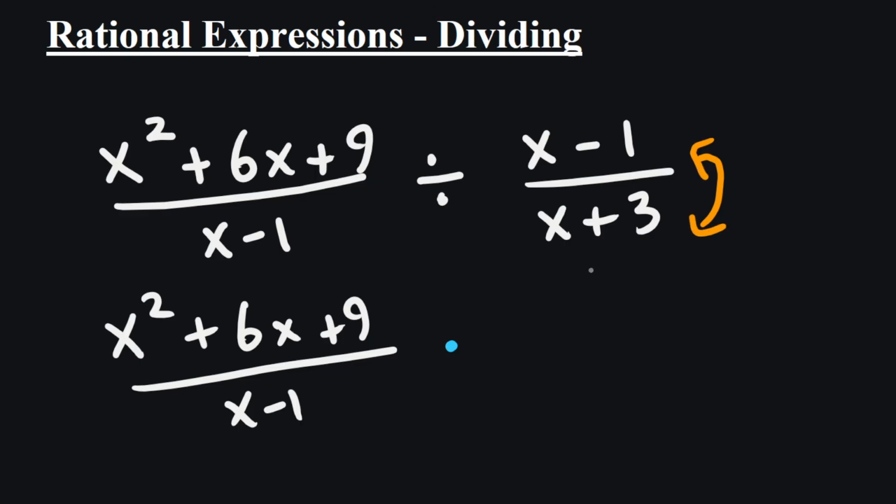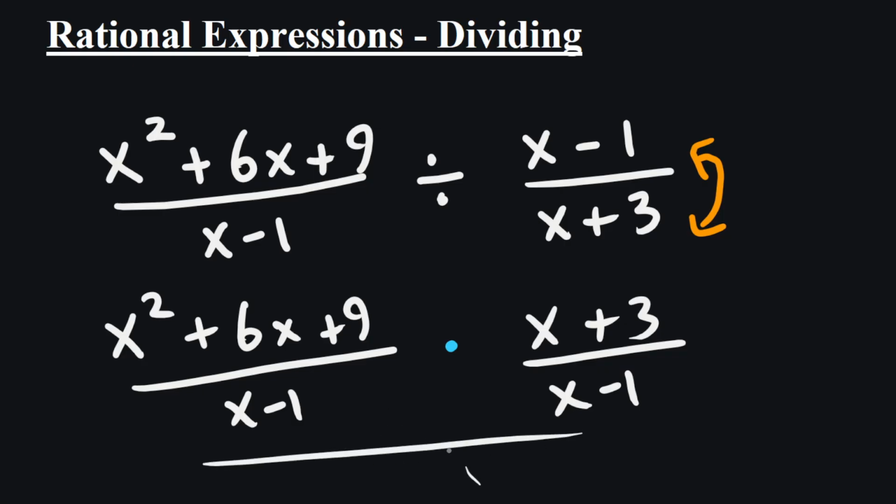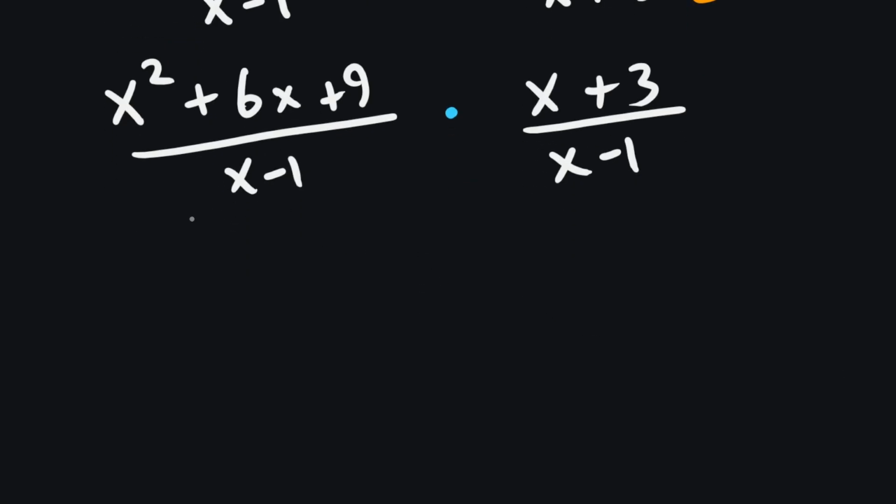So the reciprocal of x minus 1 over x plus 3 is simply x plus 3 over x minus 1. The numerator and denominator are just switching places. And this turns into a multiplication problem, and we can apply the same rules we learned for multiplying rational expressions. So we multiply across the numerators, and we multiply the denominators.